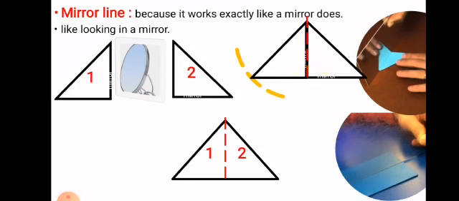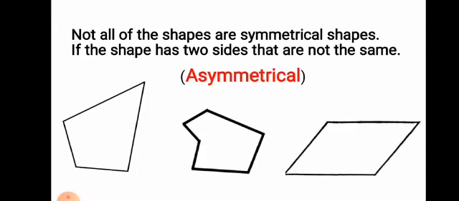Now, I will show you this example again, but we will replace this mirror with our mirror line here. Are you ready? Okay, first of all we have shape number 1 and then shape number 2. Between them I will put our mirror line. So because of this mirror line, I can now see two sides, both of them are the same. That's why we call it a mirror line, because it works exactly like a mirror does.